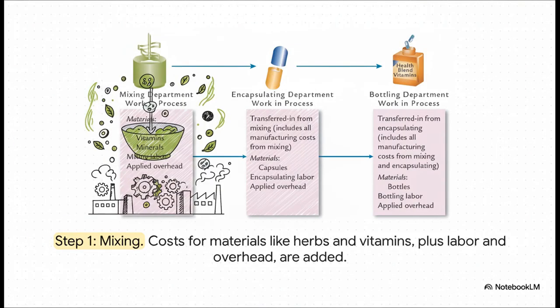Okay, so it all kicks off in the mixing department. This is where the company throws in the cost of all the raw ingredients, the herbs, the vitamins, the minerals, plus the cost of the labor to run those big mixers, and a slice of the factory overhead, like the lights and rent for that department. All those costs get pooled together right here.